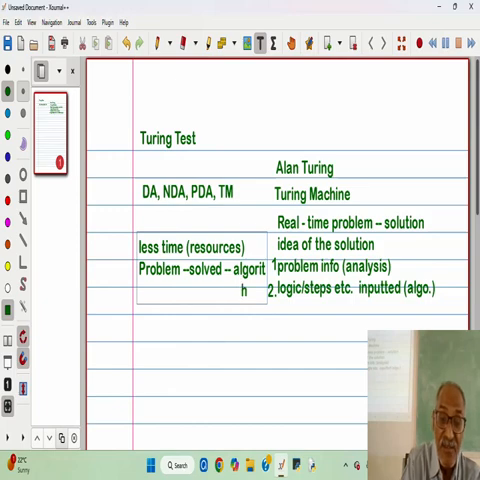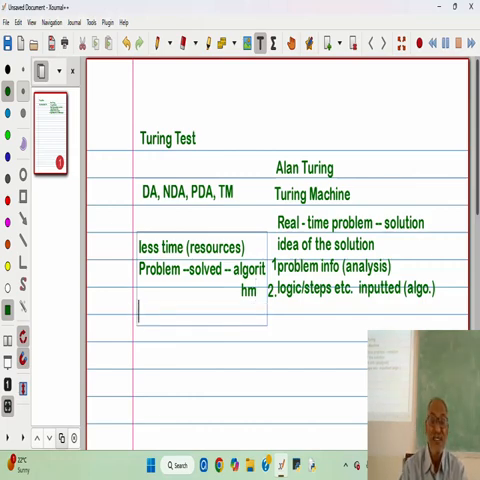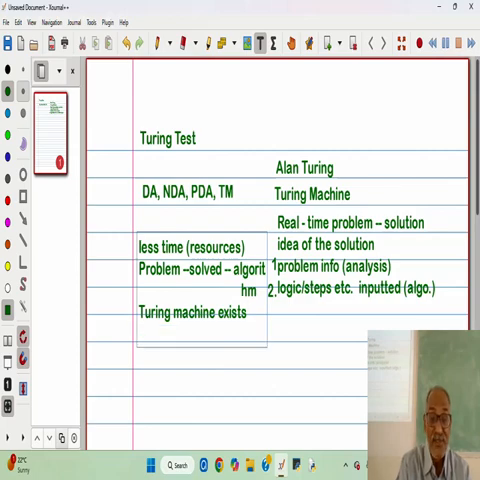When it is able to be solved, that means a solution is there. That means what? An algorithm will definitely be there. So the point here is that when there exists an algorithm for a problem, a Turing machine exists and it solves it. How does it solve? Once again the question: by consuming the lowest number of resources.